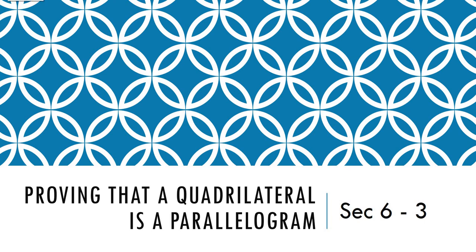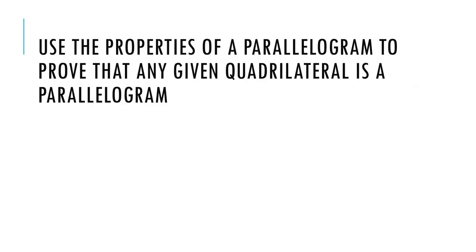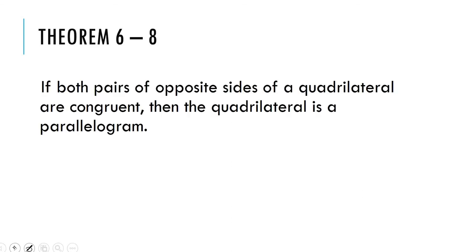Okay, section 6.3 is all about proving that a quadrilateral is a parallelogram. So we've done a lot of properties of parallelograms, and we're going to use those properties to prove that any given quadrilateral is in fact a parallelogram. It's going to be a lot of theorems. We're going to write them down, and then I'll show you how to use them. There's really not much to this, so no worries.